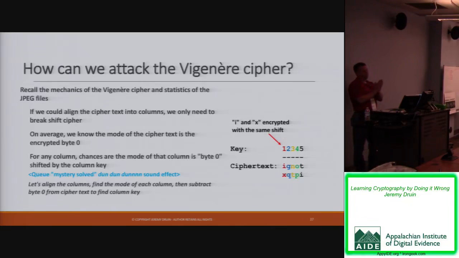Now, if we knew the mode, the most popular character of the ciphertext column, it might be reasonable to assume that's probably the encrypted version of the mode from the plaintext, 0. So this is turning out to be actually not too difficult. We just need to line up the ciphertext into these columns. But there's a major problem. We don't know how long the key is because we don't know what the password is. So we need to go about figuring out how long the key is.